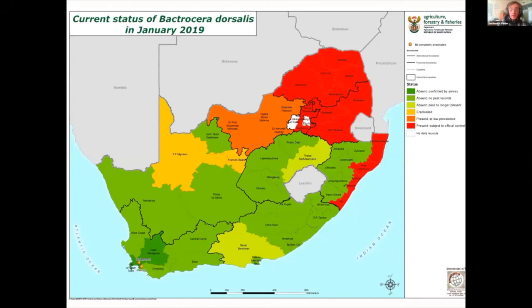You can see there are two yellow dots at the bottom of the screen near Cape Town. Those are areas where we had 3 flies detected. There was an eradication program. It's eradicated, and until today it has not been detected again in the Western Cape.